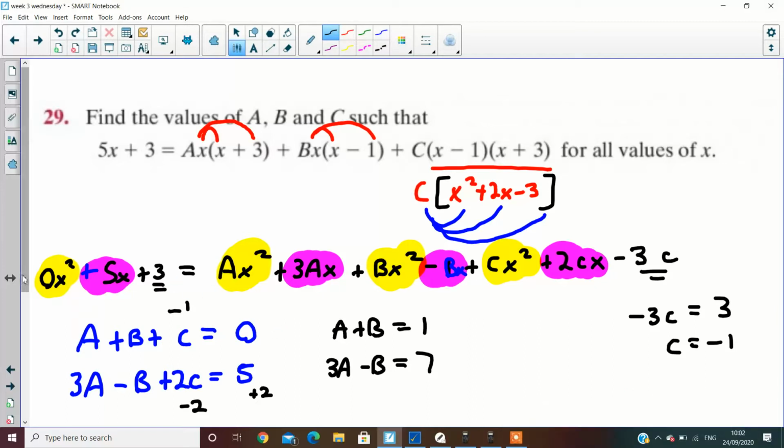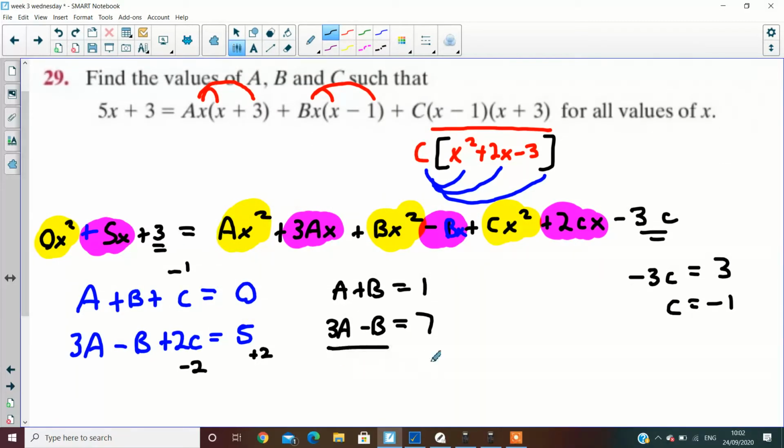What can I do with those two simultaneous equations? What do you think you get? 4a equals 2. Now, if a equals 2, what is b? 2 plus b equals 1. So I think b is minus 1. You okay with that? Alrighty.